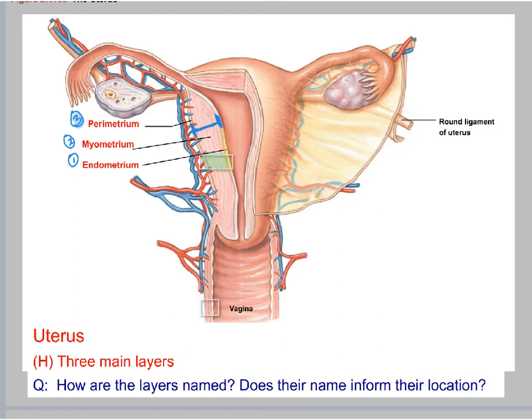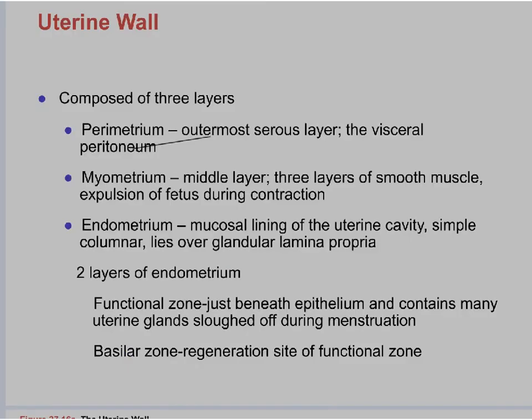And that's going to be this layer right here, just on the outside. So 3 layers to the uterus from deep to superficial are endometrium, myometrium, and perimetrium. The outermost layer, the perimetrium, is a serous membrane. More specifically, we call it visceral peritoneum.